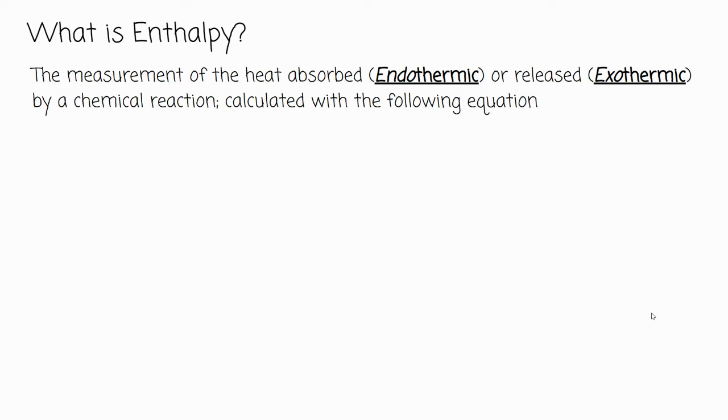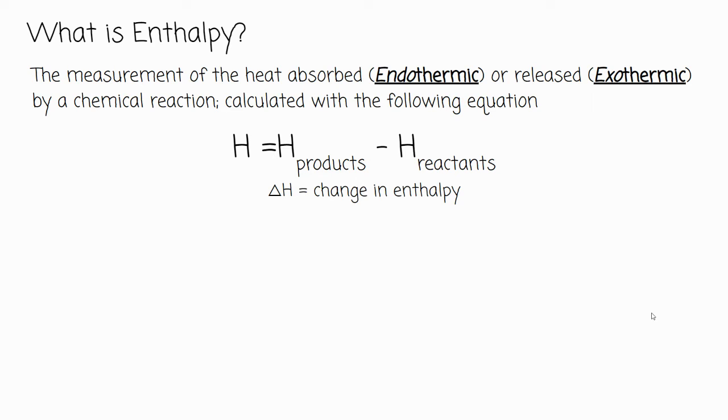So released means you're letting it go. It's going outside. So that's exo. And then once again, therm is heat. So outside heat. So measurement of the heat absorbed, which is endothermic, or released, which is exothermic, by a chemical reaction. This can also be calculated with the following equation, where delta H is equal to the products minus the reactants. And we just call delta H the change in enthalpy.